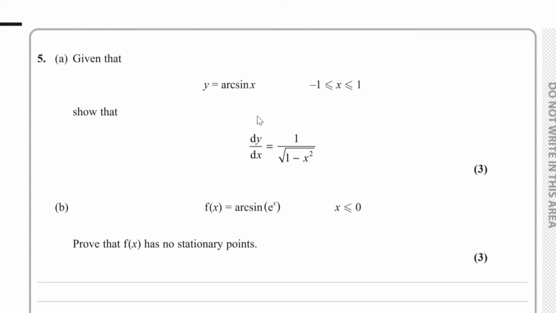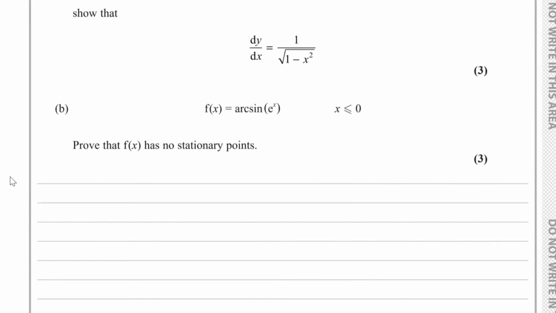Question number 5 for part A. We are given that y is equal to the arcsine of x, where x is in between minus 1 and 1. With this, we have to show that dy over dx is equal to 1 over the square root of 1 minus x squared. So, for part A, we begin with y equaling the inverse sine of x, where x is in between minus 1 and 1.